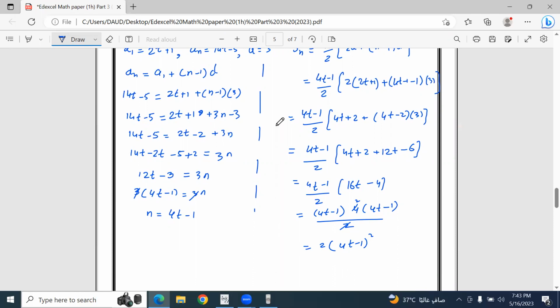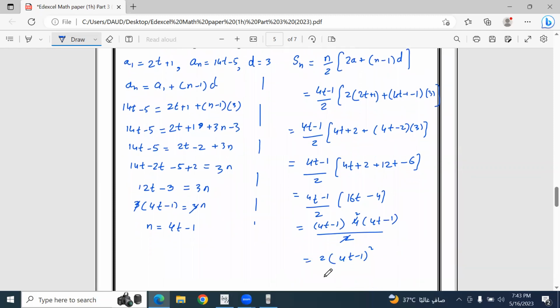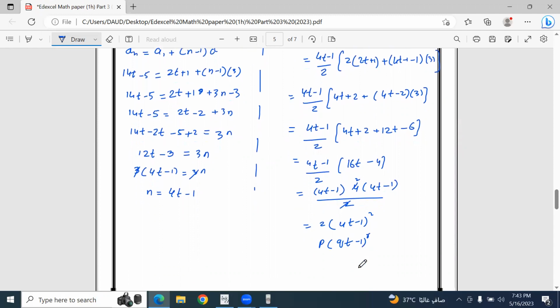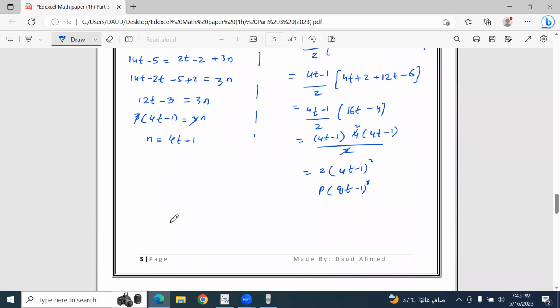But remember that we make the form of p, t bracket open, qt minus 1, power r. So we will write here t bracket open, qt minus 1, power r. After comparing this, we are able to find p, q, and r. So we can say that p is equal to 2, q is equal to 4, and the last integer r is equal to 2. So these are the required values which they want us to find. I hope you get it.